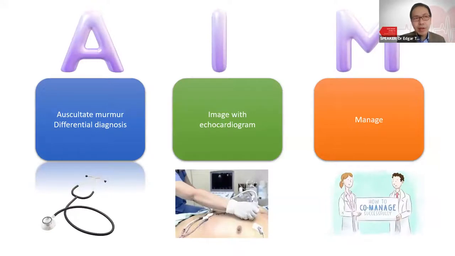So to put the whole picture together, we really need to find out why we want to do this. And really, I think the aim is this. Number one, if we auscultate and we hear a murmur, we come up with a differential diagnosis. We will confirm it with imaging, usually with a transthoracic echocardiogram, and then we come to manage the patient. So it's very simply auscultate, image, and manage. And this is really the basics of structural heart disease, where you can pick up the murmur.